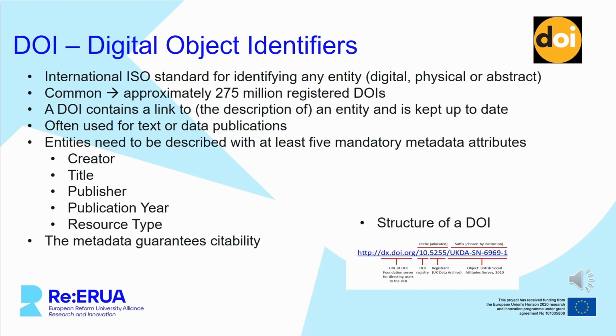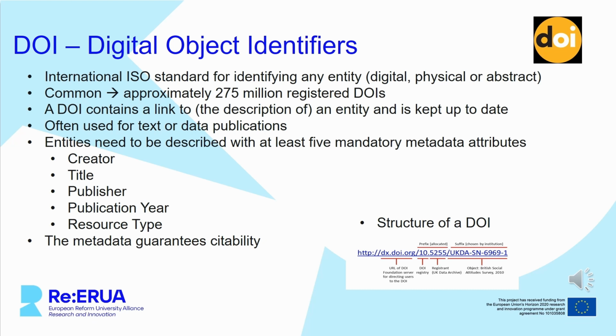Entities need to be described with at least 5 metadata attributes to ensure citability. The attributes are information on the creator, a title, a publisher, a publication year, and a resource type that describes what kind of entity it is. All this information is stored together with a link to the current location of the description of the entity that in turn can include a way to access the entity, for example a link to a PDF file. If the location changes, the institution responsible for maintaining the DOI updates this information to keep the identifier usable over a long period of time.